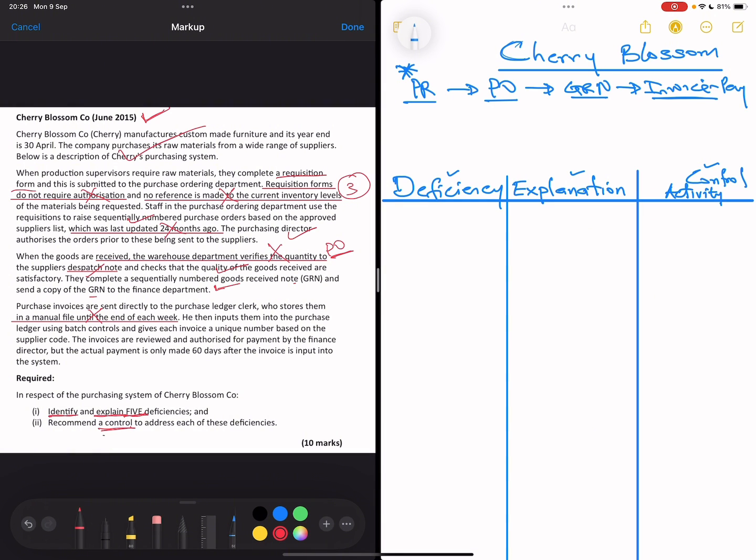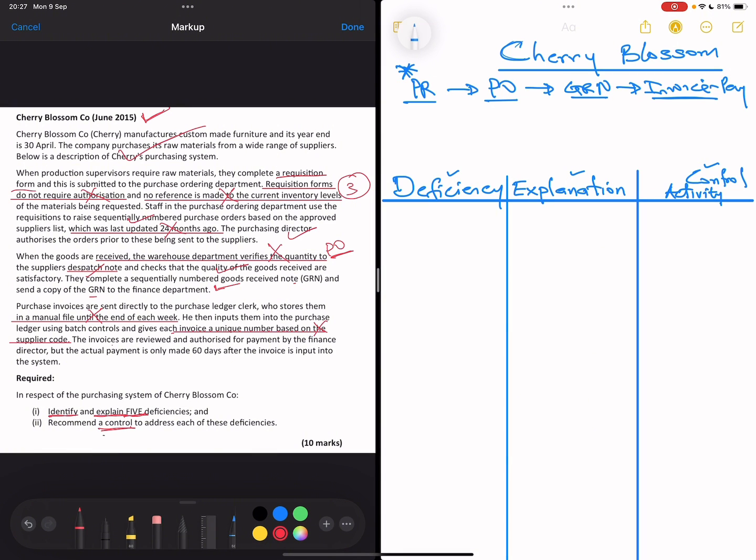That's not good. It then inputs them into the purchase ledger using batch controls and gives each invoice a unique number based on the supplier code. This is not also good, that you're giving invoice unique number based on supplier code. You should number your invoice as you receive them sequentially. So it will be difficult to manage completeness of invoice then. That's another problem. So we've already even seen six problems.